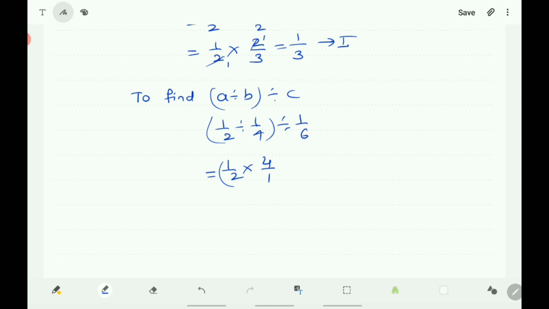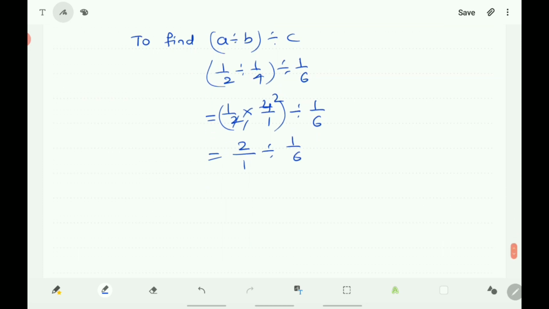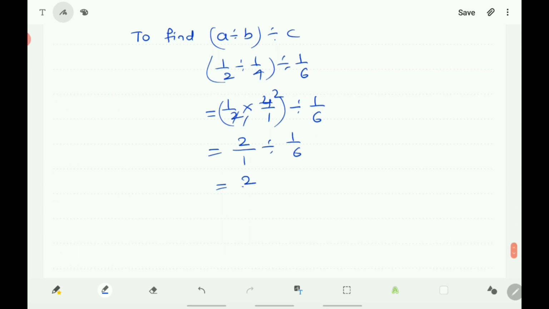is 1 by 6, you write divided by 1 by 6. Then 2 1s are 2, 2 2s are. So 1 2s are 2, 1 1s are 1. Divided by 1 by 6 it is. Next it becomes 2 by 1 into the reciprocal of 1 by 6, which is 6 by 1. That is equal to 12 by 1, nothing but 12. This is the second.